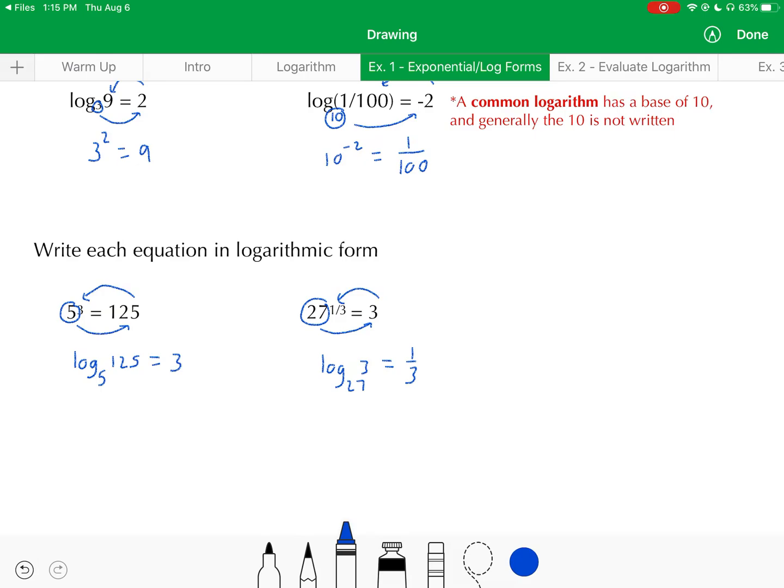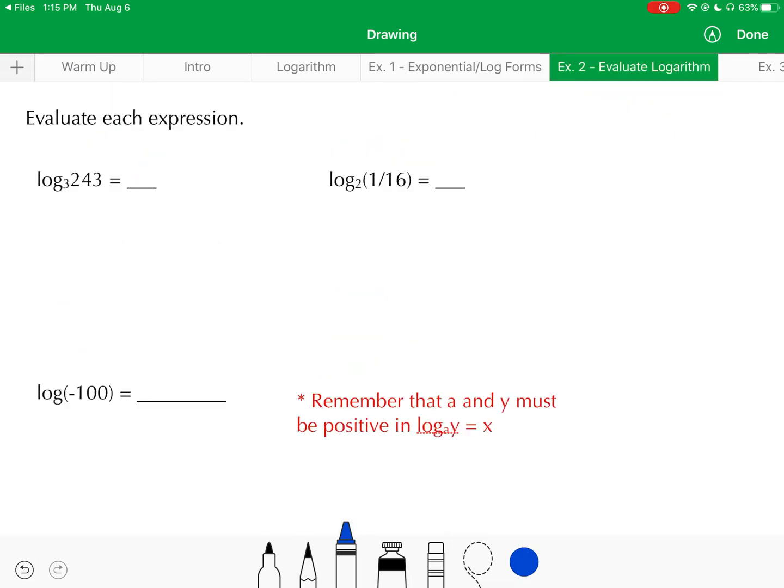Okay. All right, moving forward. Evaluate each expression here. Log base 3 of 243, what does that equal? So I think it's important to understand that logarithms can just represent numerical values, all right? So what I'm saying here is 3 raised to what power equals 243, if you think of this as in its exponential form, okay? And of course, the answer here is 5, right? Because 243 is the same as 3 to the 5th power, okay?